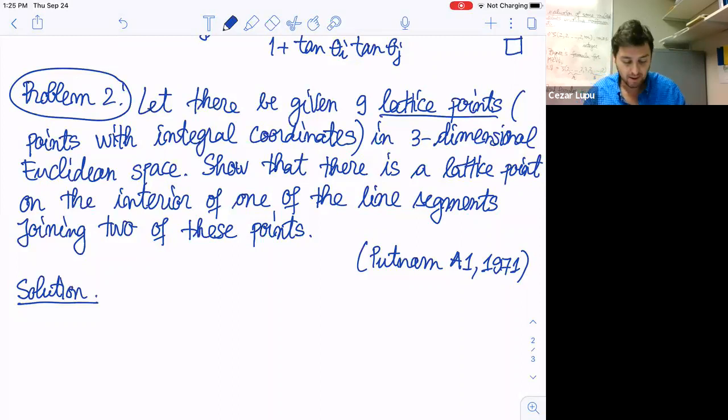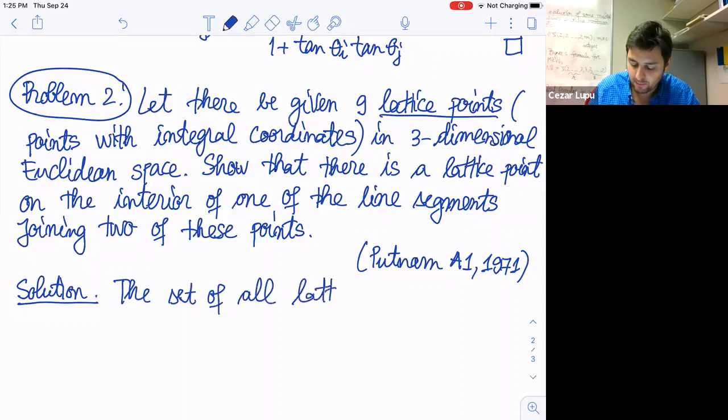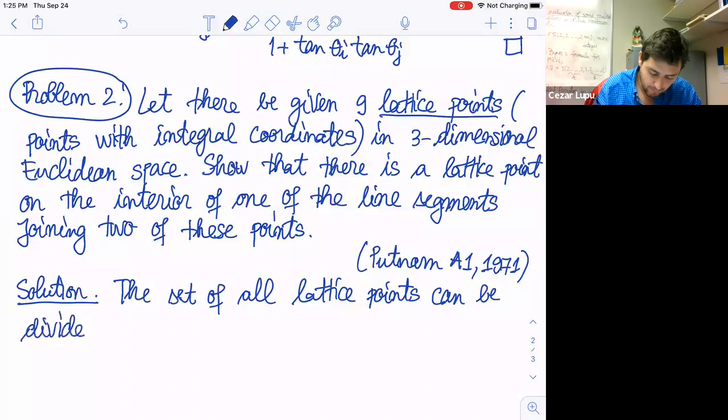So let me be more specific. Well, let me put it this way. The set of all lattice points, keep in mind that they're lattice points. This is important. Can be divided into 8 classes, let's say.